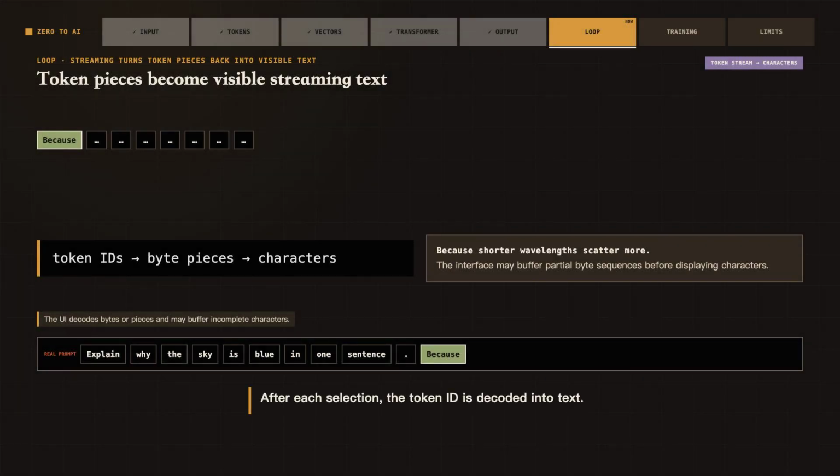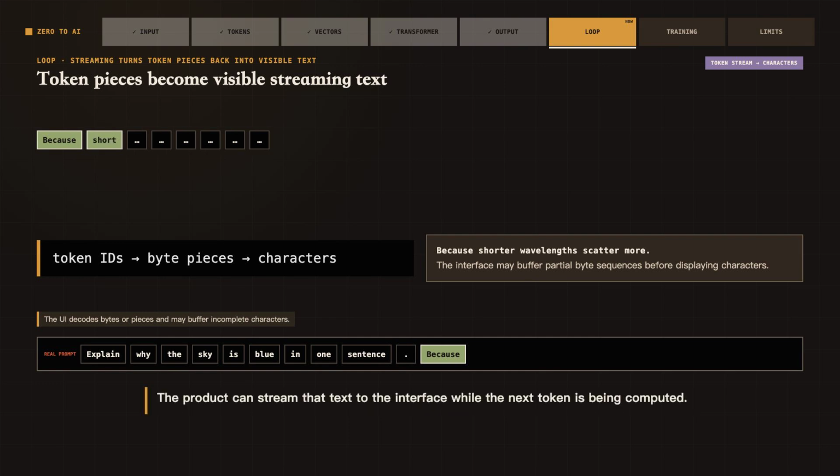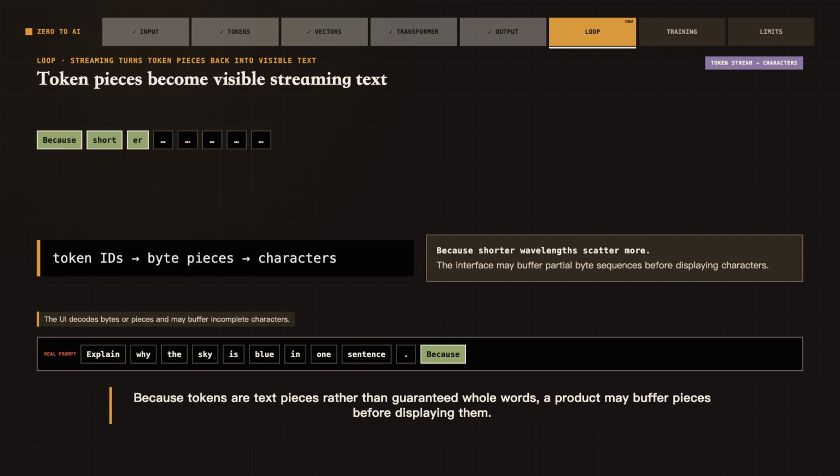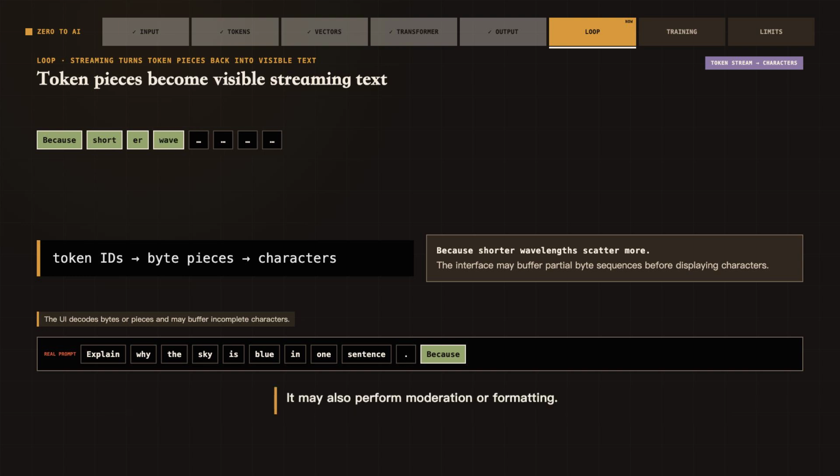After each selection, the token ID is decoded into text. The product can stream that text to the interface while the next token is being computed. Because tokens are text pieces rather than guaranteed whole words, a product may buffer pieces before displaying them. It may also perform moderation or formatting. What the user sees is therefore the output of both model decoding and product behavior.